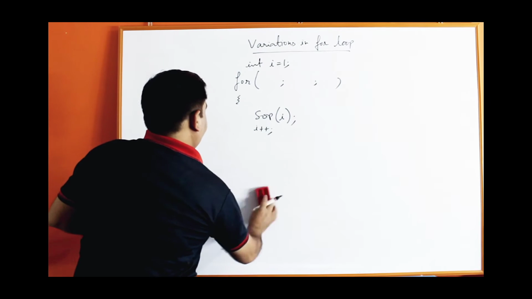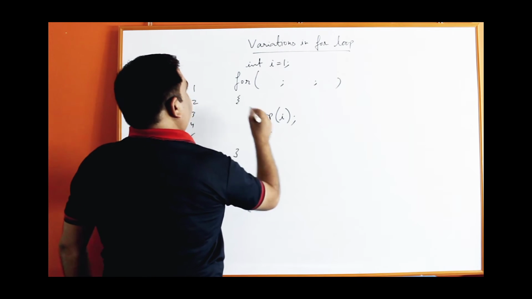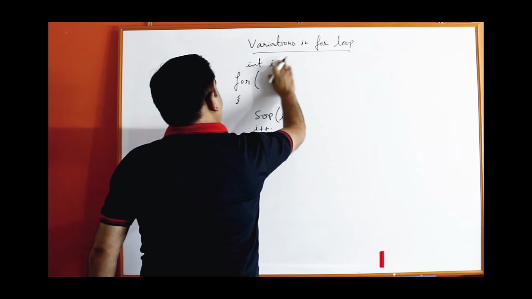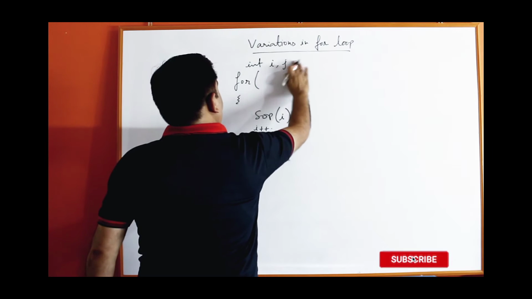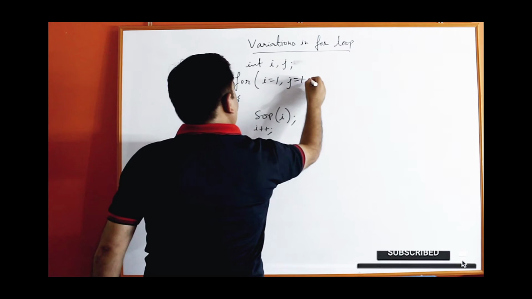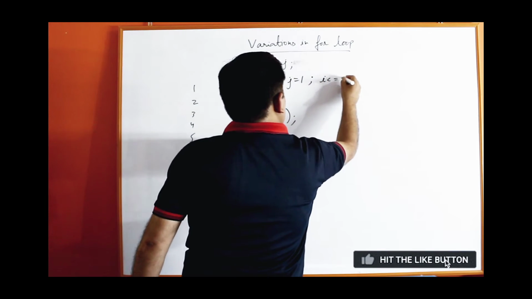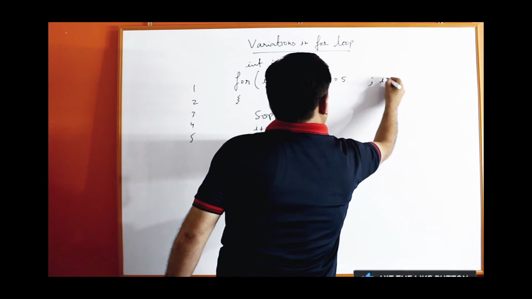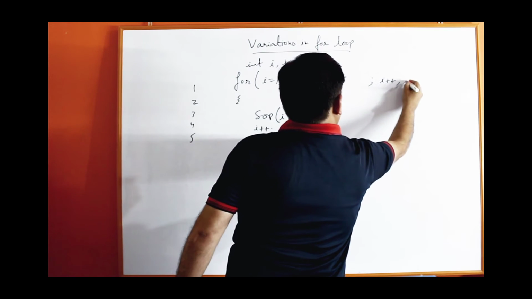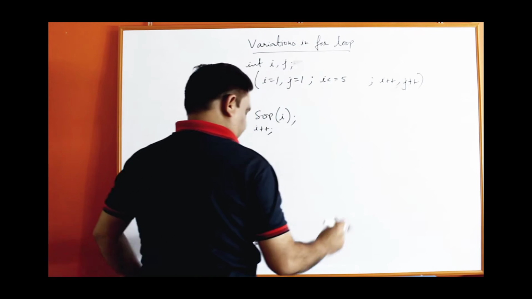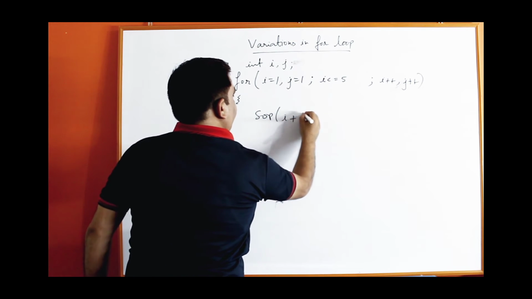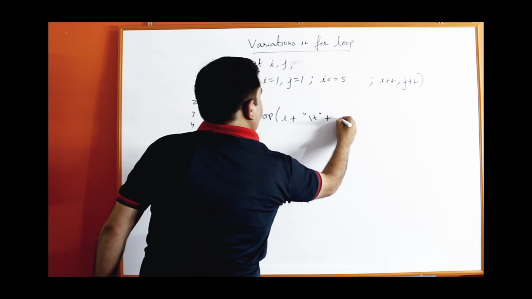Next is, I am taking this time 2 variables i and j. i equal to 1, j equal to 1, semicolon, i less than or equal to 5, semicolon, i plus plus. Even you can write also comma j plus plus. Print i, backslash t just for gap, j.